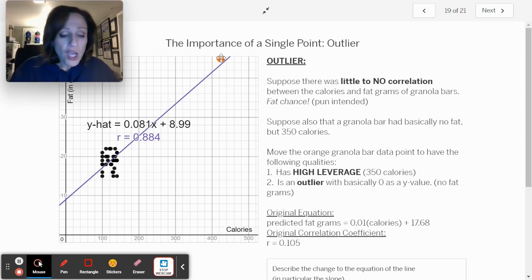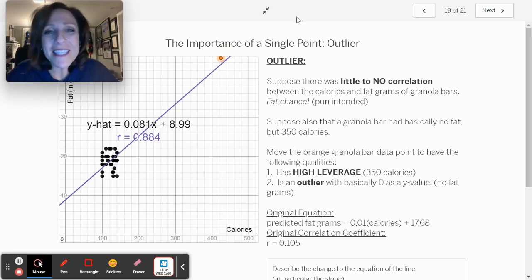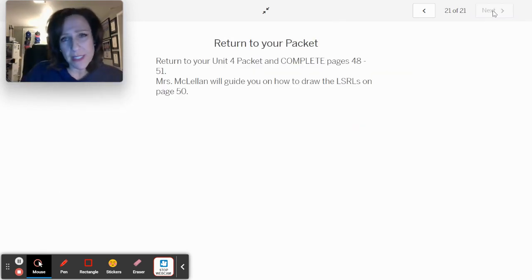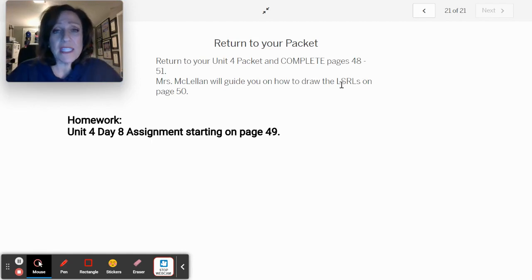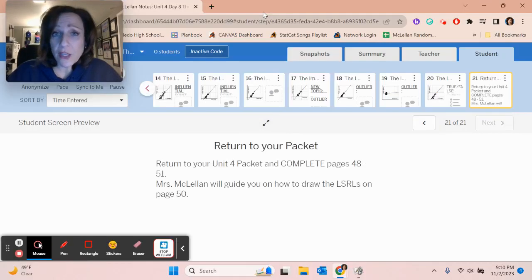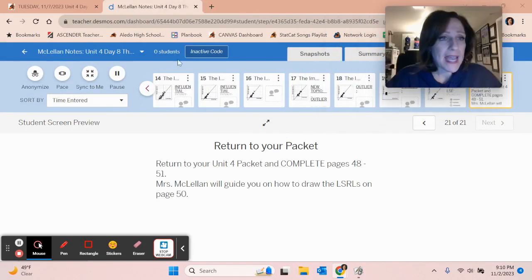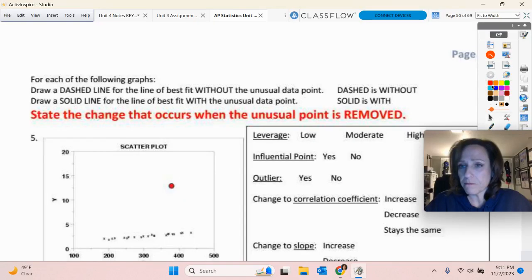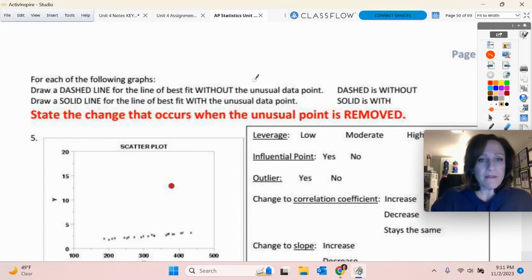So you have to watch out for that single point because that single point can be so influential that it takes something that doesn't have a correlation and makes it look like there is one. So, hopefully, by doing this Desmos activity, you've had a little experience and you feel like you can kind of get how to represent lines and your least squares regression line based on how those points change. But I'm going to help you with that. So let's go ahead and go on over to your page 50 and take a look at that. And here we go. So we want to draw a line of best fit.